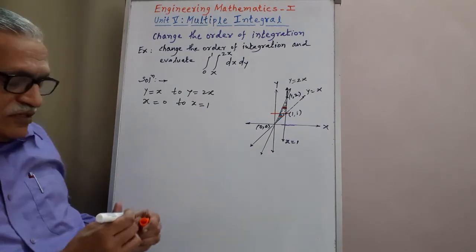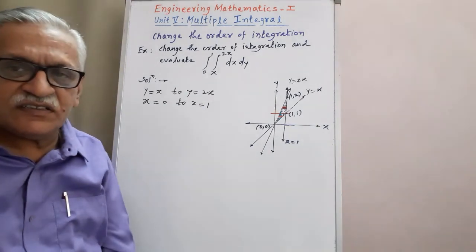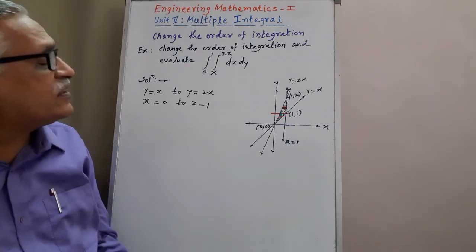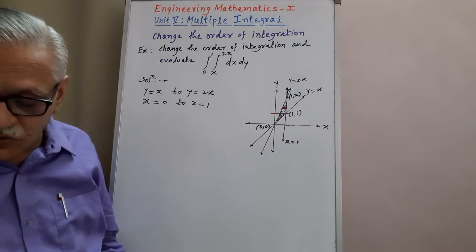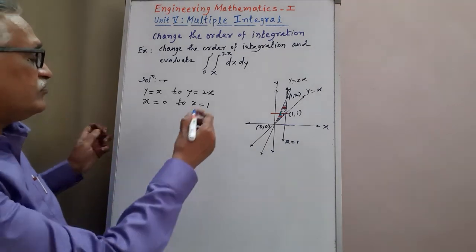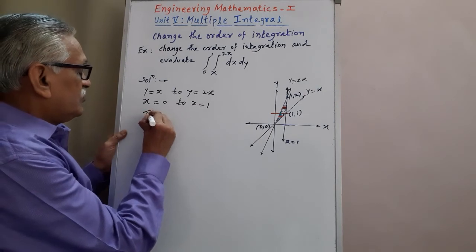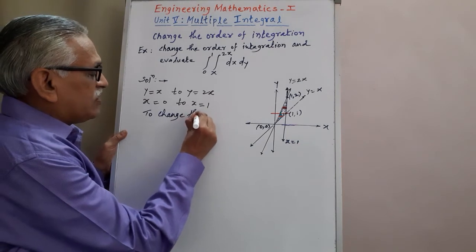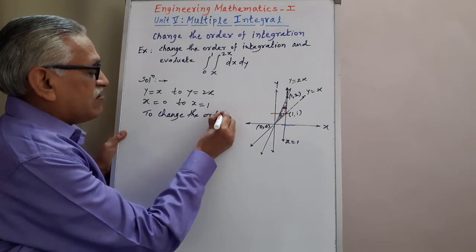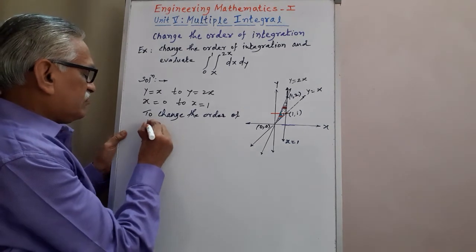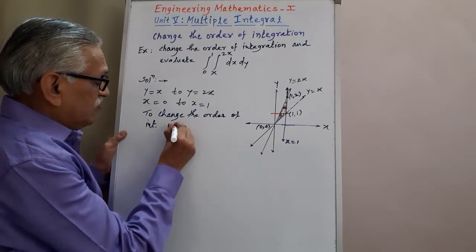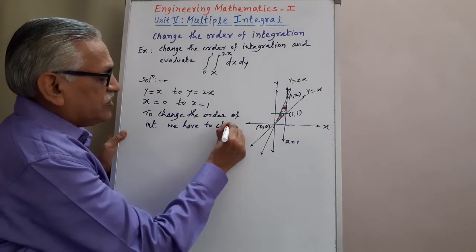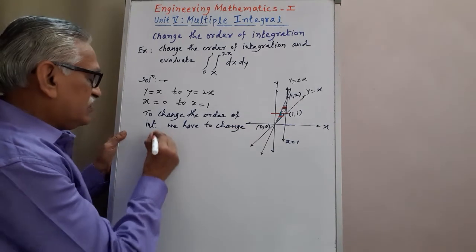Therefore, when we change the strip, the region is divided in two parts. For reference, we call it region 1 and region 2. To change the order of integration, we have to change the strip.